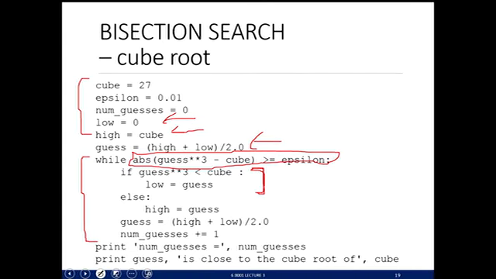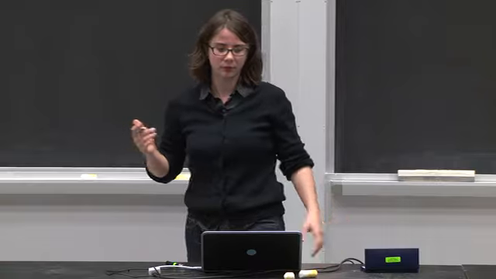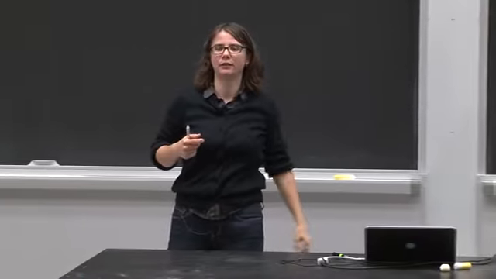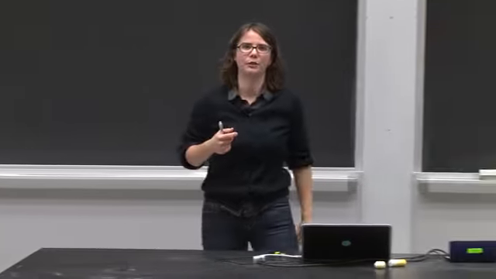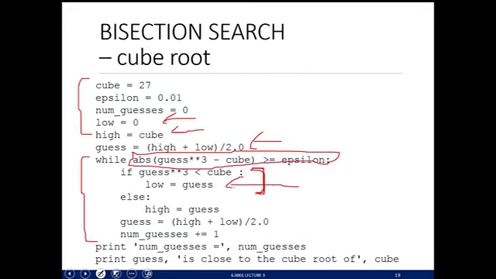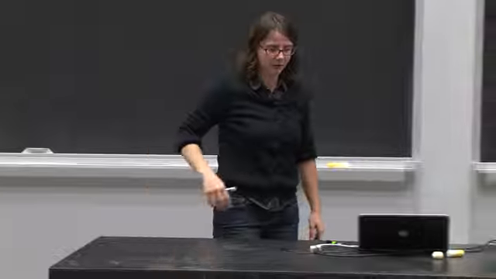this part here says my guess was too low. So if my guess was too low, set the low boundary to be the guess, because I don't care about all of the other numbers that are much lower than me. That's what that line is doing. And otherwise, my guess was too high. That's what this else is doing. So set the high to be the guess, because I don't care about numbers any higher than my guess.